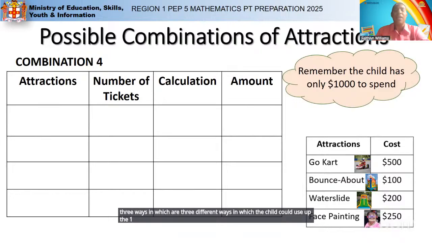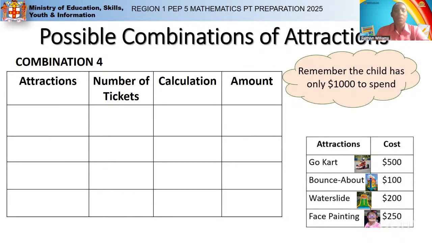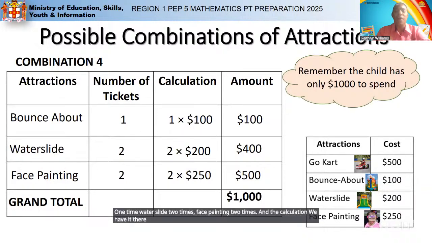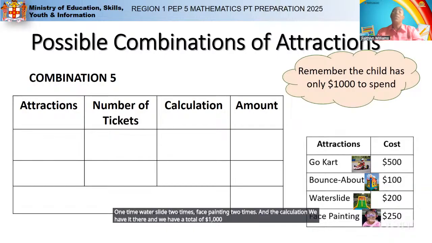We went ahead and did a 4th one. So here we go. We're just going through them as quickly as possible. And here we have it. Bounce about, 1 time. Water slide, 2 times. Face painting, 2 times. And the calculation, we have it there. And we have a total of $1,000.